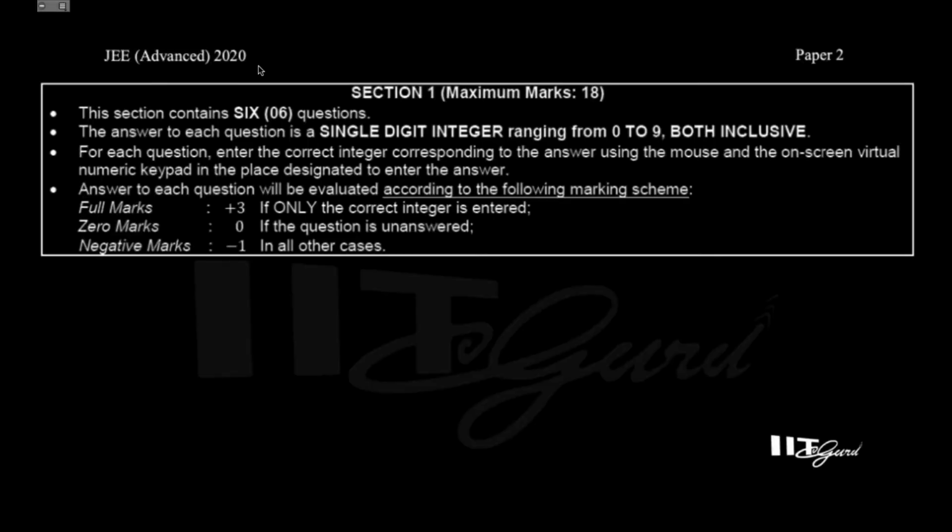JEE Advanced 2020, paper 2. Here also there are 3 sections. In this video we will discuss section 1, which is single digit integer, +3 for correct and -1 for wrong, meaning negative marking is there. The integers are from 0 to 9 that you have to fill. So let's start. There are 6 questions in this section. Question number 1.